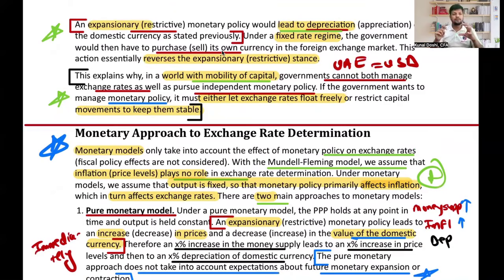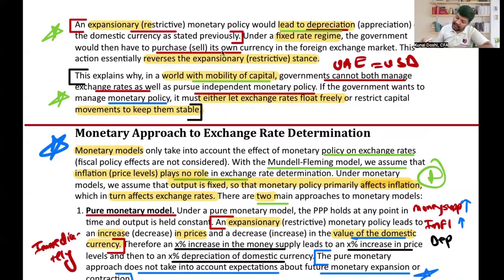So the problem is that when there is high capital mobility, governments can either do independent monetary policy or they can let the currency flow freely. They can't do both. They can't manage the currency and also control the monetary policy. They cannot do both. Understood?